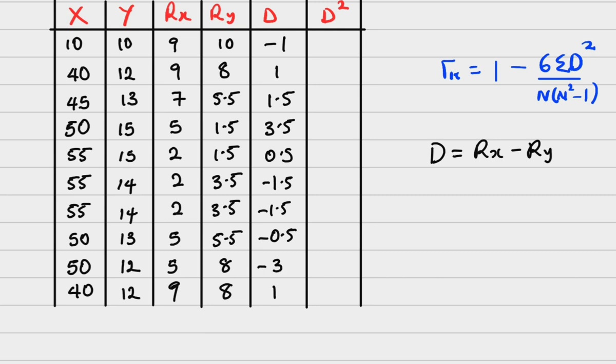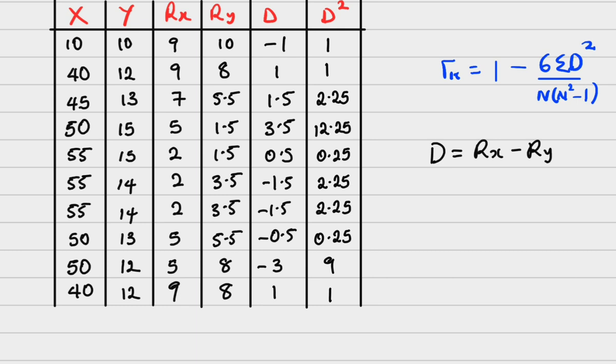Now d squared, so we are going to square d. Whatever we have there, we square it. Now you can see 1 squared is 1. This is going to be 1, and this is going to be 2.25. And 3.5 squared, I think, is going to be 12.25. Then this is 0.25. This is 2.25. This is 2.25, the same. Then this is going to be 0.25. Of course, this is going to be 9, and this is going to be 1. Okay, that is that.